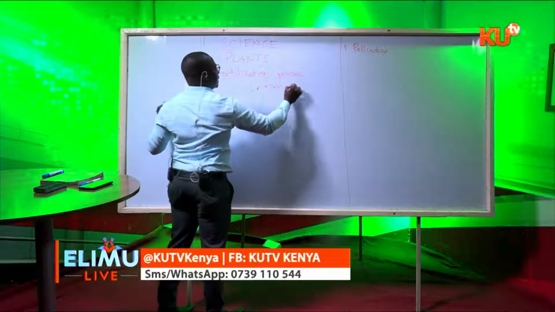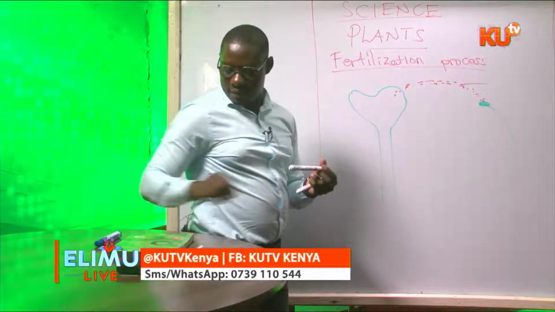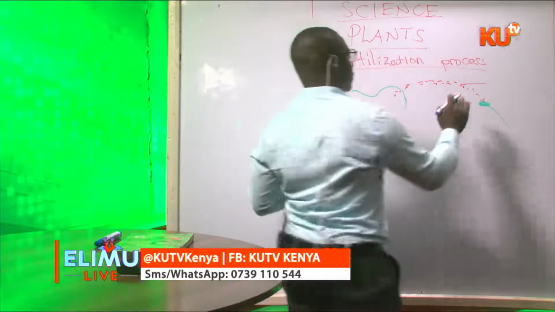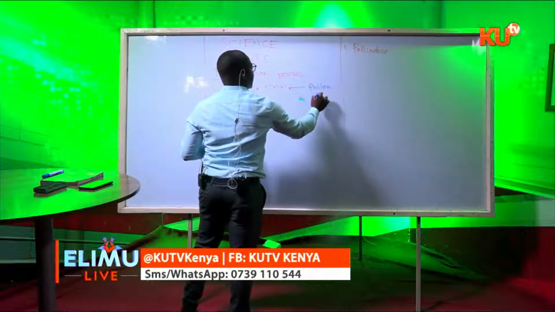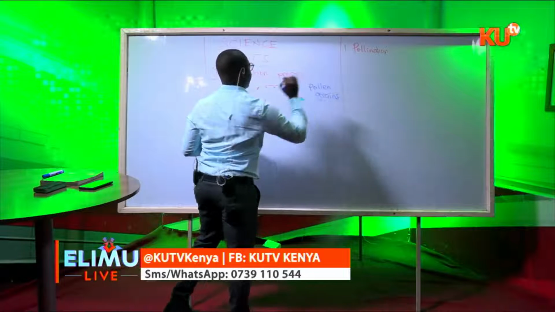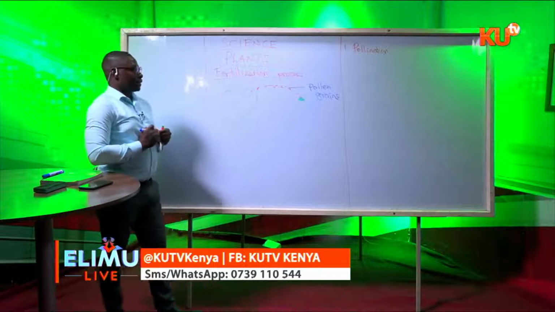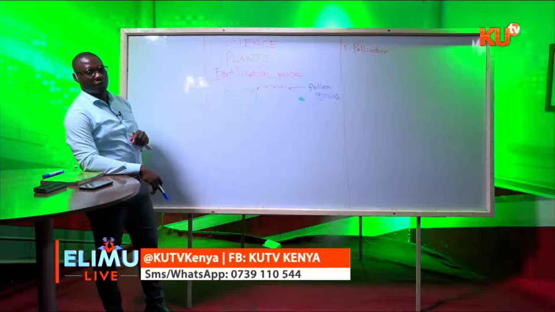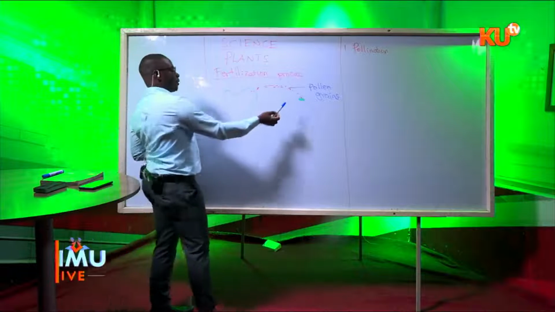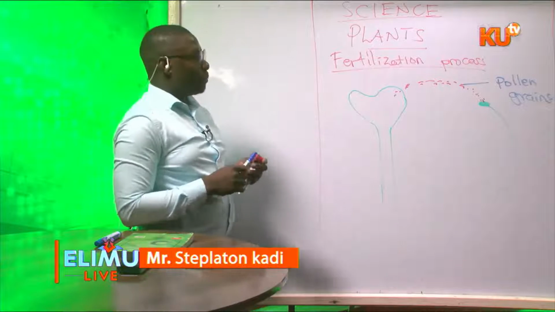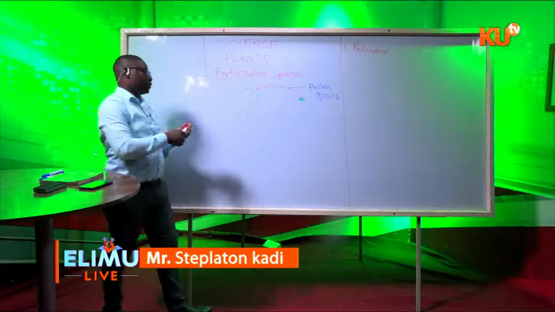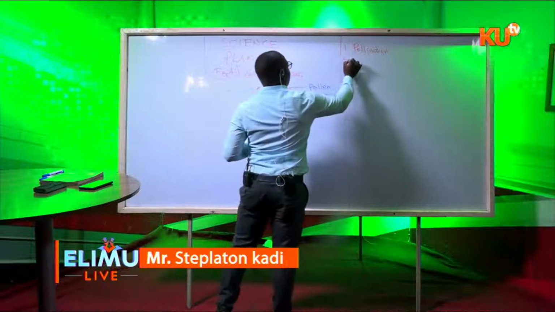So this here represents the pollen grains. So we'll need to have pollen grains. Pollen grains must move for fertilization to take place. So the first process is pollination, the movement of the pollen grains from the anthers to the stigma. Now process number 2, we talk about germination of the pollen grains.